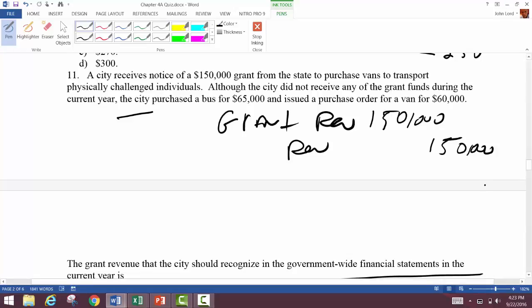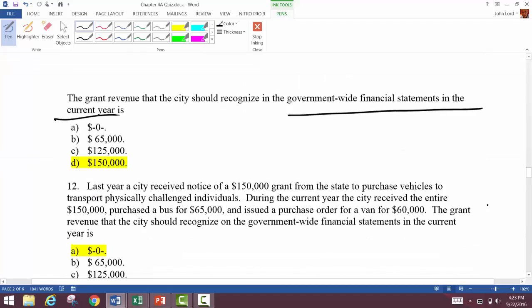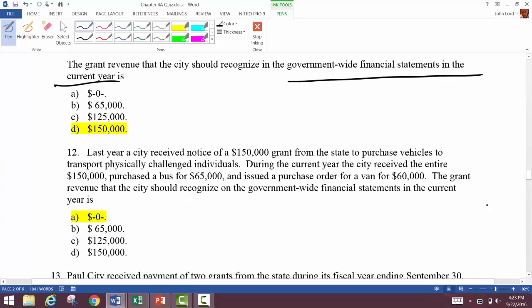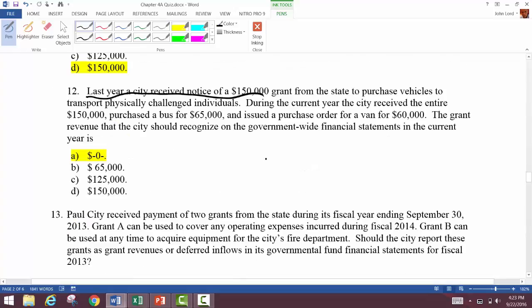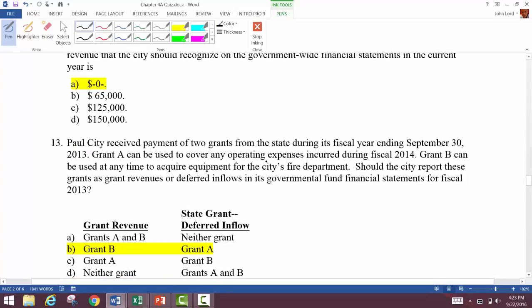Now what happens? So it's 150,000, okay? Now this one is a little bit tricky. They say last year I received the notice of 150,000 and this year I started spending the money, what should be the grant revenue? Well, if I received the notice last year, that's last year's money, right? Even if I don't get around to spending it until this year, when I spend the money is of no consequence, right? Yeah. Okay. So there it would be 0. Okay. Question?